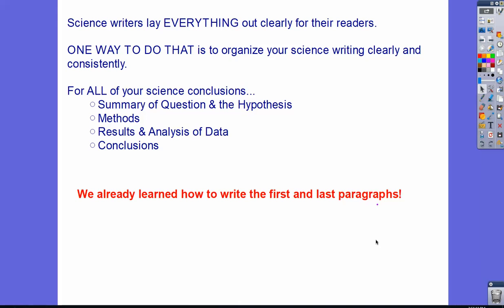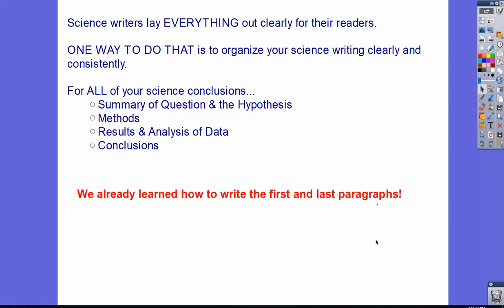The thing to keep in mind is that science writers lay everything out for their readers so that the readers don't have to make any assumptions. We operate under the idea that if the reader makes assumptions, the assumptions they're going to make are wrong. So it's really important that we spell everything out.